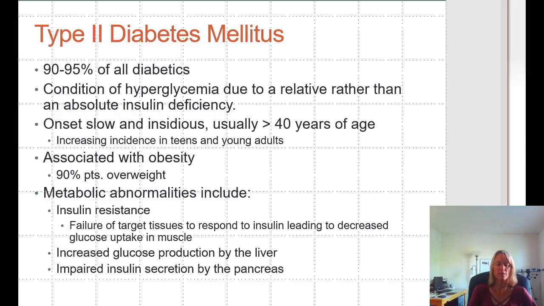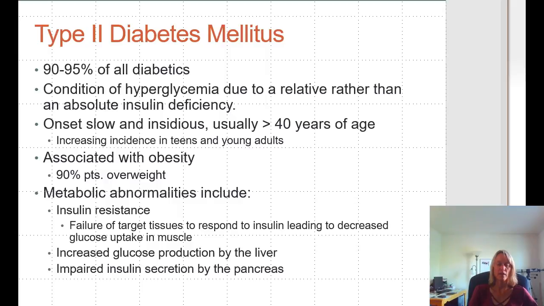Type 2 diabetes mellitus makes up about 90 to 95% of all diabetics. So most diabetics are type 2. This is where we have hyperglycemia due to a relative rather than an absolute insulin deficiency. In other words, the insulin's not all gone, but the cells are not responding to insulin. The onset is slow and insidious, and usually diagnosis occurs after 40 years of age.